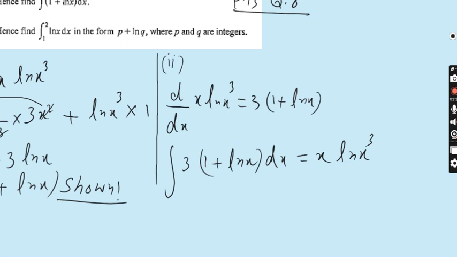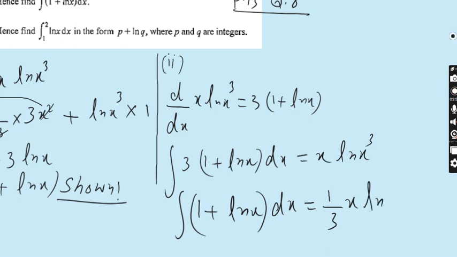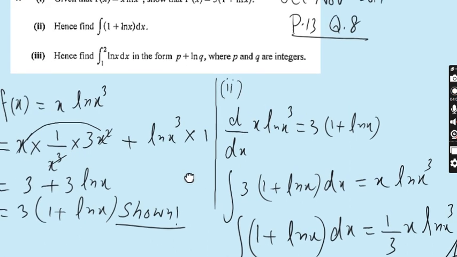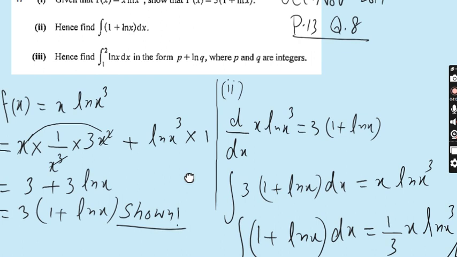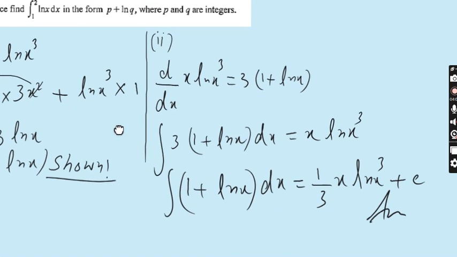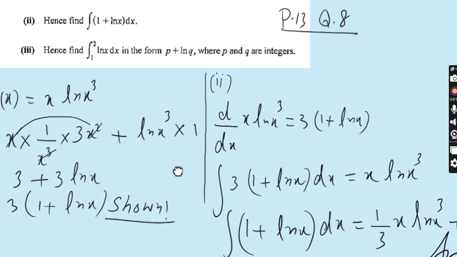So we need to find the integration of 1 plus ln x. So just shift this 3 to the other side. So the integral of 1 plus ln x dx is equal to, this 3 must be divided on the other side, so 1 upon 3 x ln x cube plus c. This is our answer. See this part again: hence find the integration of 1 plus ln x. So the integral of 1 plus ln x dx is 1 upon 3 x ln x cube plus c.